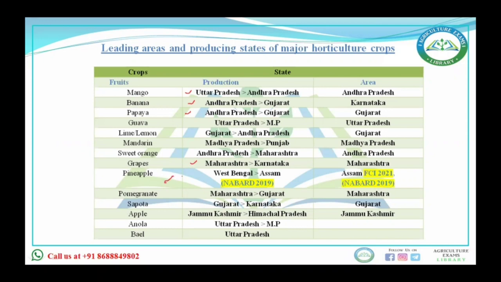Regarding pineapple, a question was asked. In pineapple, the highest production is in West Bengal, followed by Assam. This was asked in NABARD 2019, but the area under pineapple is highest in Assam. I told you this question was asked in FCI 2020-21 and NABARD also. And likewise, you can see the pomegranate, sapota, apple, ber. Okay, ber highest production is in Uttar Pradesh.